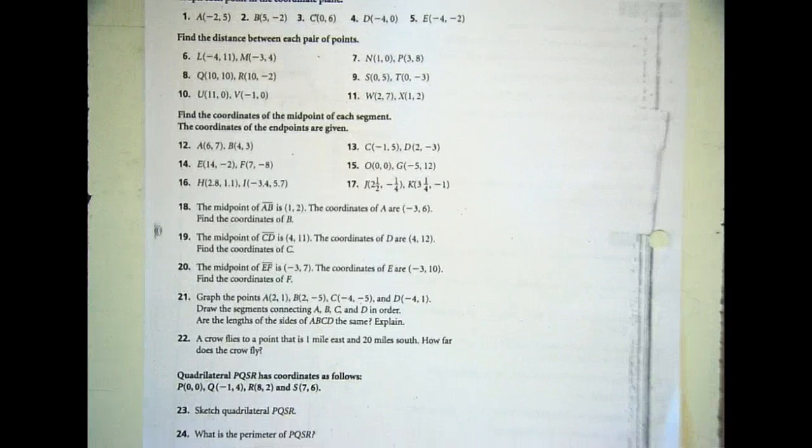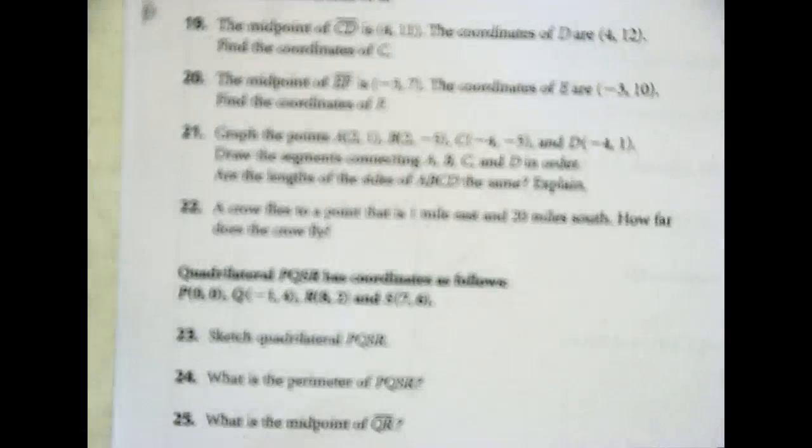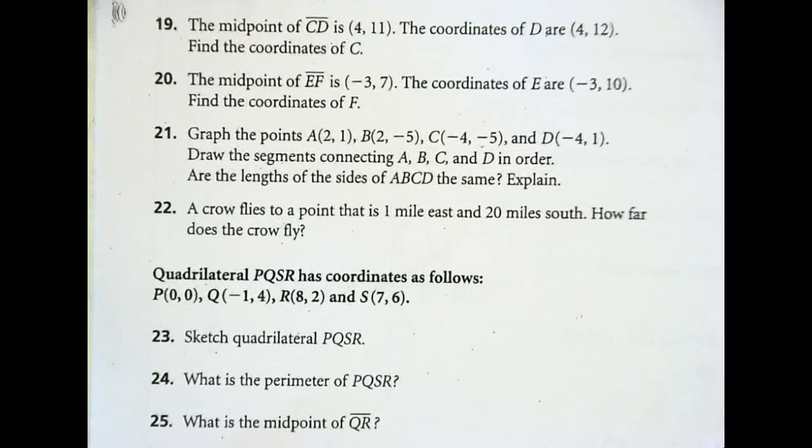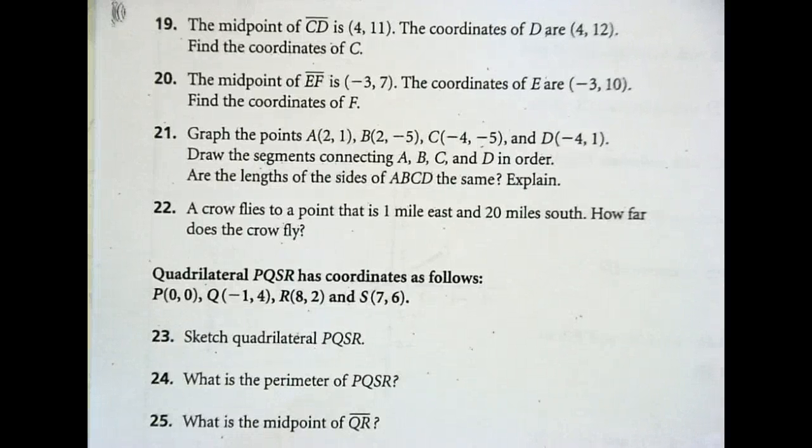Haley has a question. Go for it. I don't really get what they're asking on 22. Good. Well, I'm sure everyone's read 22. Who has not read 22 yet? You should read through it now because it's one that some students are like, huh? What's that mean? Number 22 starts talking about crows flying. A crow flies to a point that is 1 mile east and 20 miles south. How far does the crow fly?